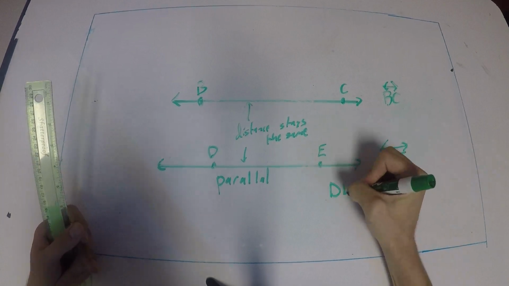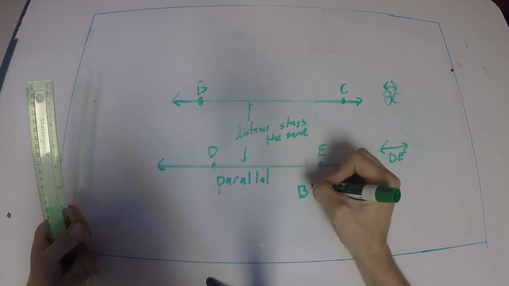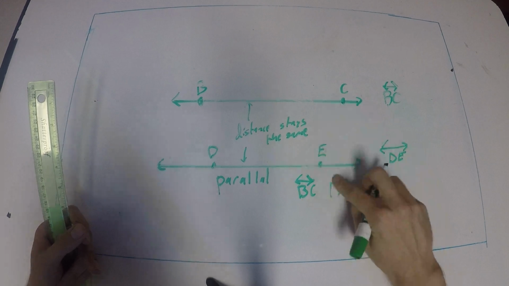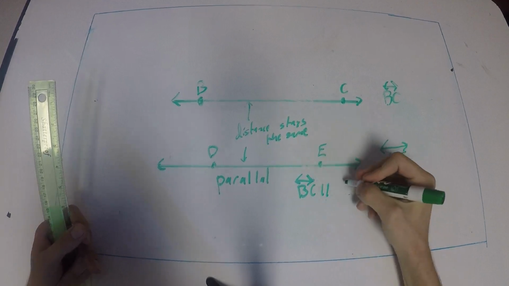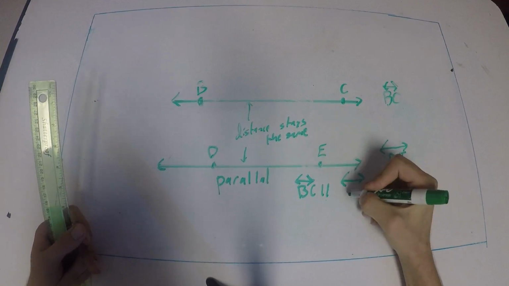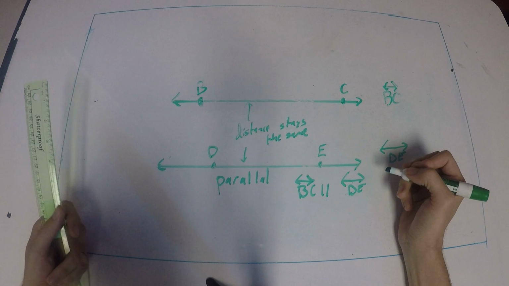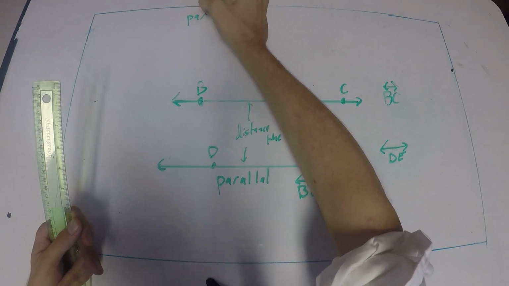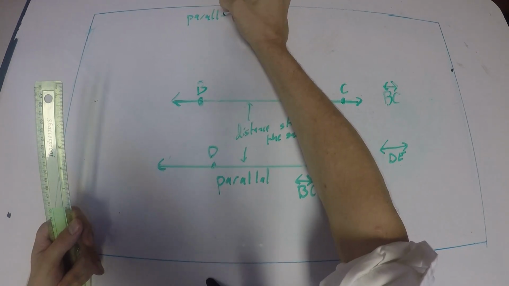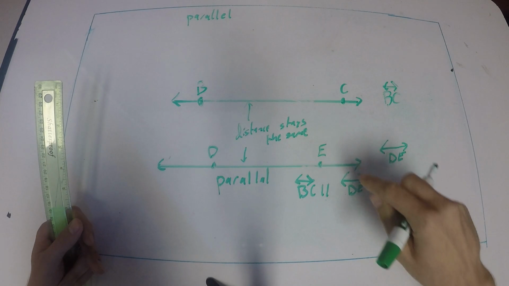So we've got line DE, and line BC is parallel to line DE. And that's how that would work out. They don't touch, but we'll put that on our list of lines we're talking about. Parallel. I misspell that a lot. Let me double check that later.